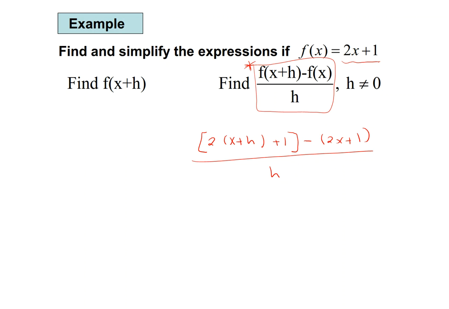So we'll use our algebra rules. We'll go through, distribute, and then combine like terms and simplify. So the first thing I want to do is to distribute the 2 to the x plus h. So now I have 2 times x plus 2 times h. The 1 was outside of the parentheses, so just plus 1. Now I want to distribute this minus as if it's negative 1. So that becomes minus 2x. Again, it just changes the sign, so minus 1 all over h.